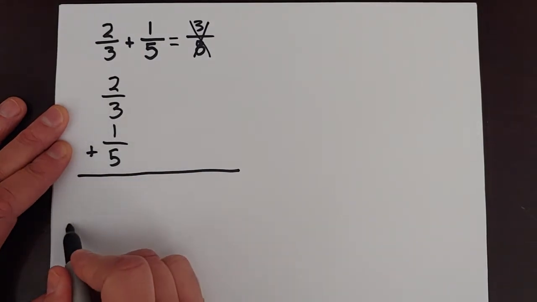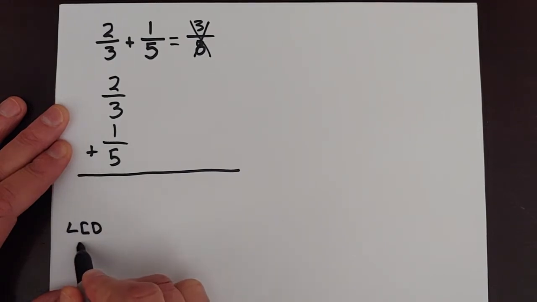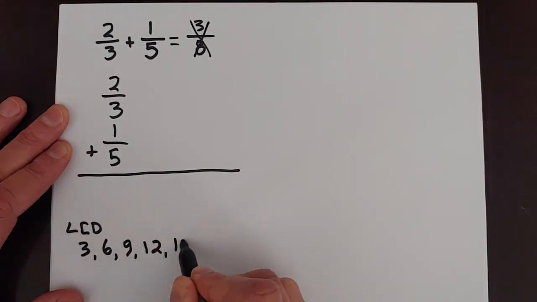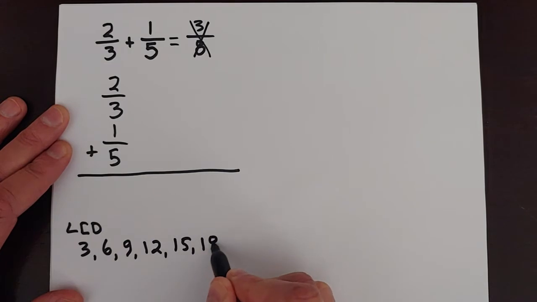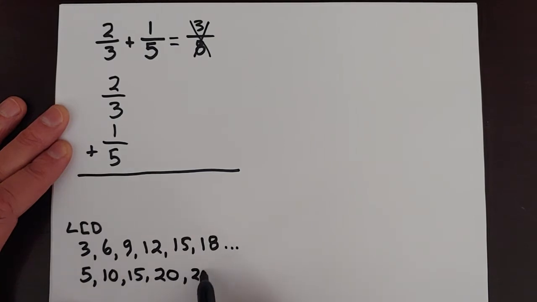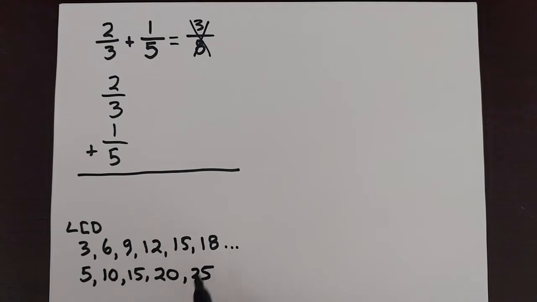And remember when we were doing this, we would put LCD for 3, and we would skip count. I could turn thirds into 6ths, we could do ninths, we could do 12ths, we could do 15ths, we could do 18ths, and more. Hopefully that's enough. Now for fifths, I can make my fifths into tenths, I can make them into 15ths, I can make them into 20ths, 25ths. And what I'm looking for is something in these two rows that is common.